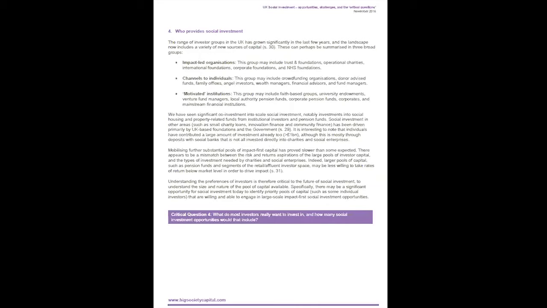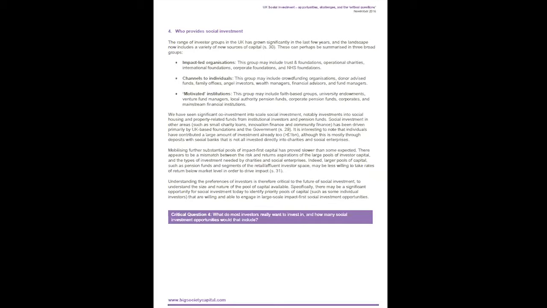This question is about who provides social investment. That is, the investors. Where is the capital that is motivated to create positive change in society coming from? By way of background, these pools have grown over recent years, be they in the buckets of impact-led organisations, individuals, or motivated institutions. And the trends and evidence we have seen is that this is likely to keep growing in a couple of these key areas.